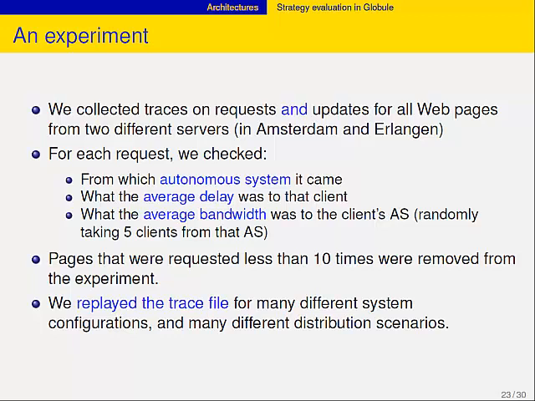Then we removed some noise, the pages that were requested less than 10 times, and then we started replaying trace files. So now you have to imagine this situation. We have an origin server, it knows where the edge servers are, we have traces, and then we simulate in real time, taking a trace file, what would have happened if we had served that request from that edge server over there? Is this picture clear to everyone? If not, just let me know.